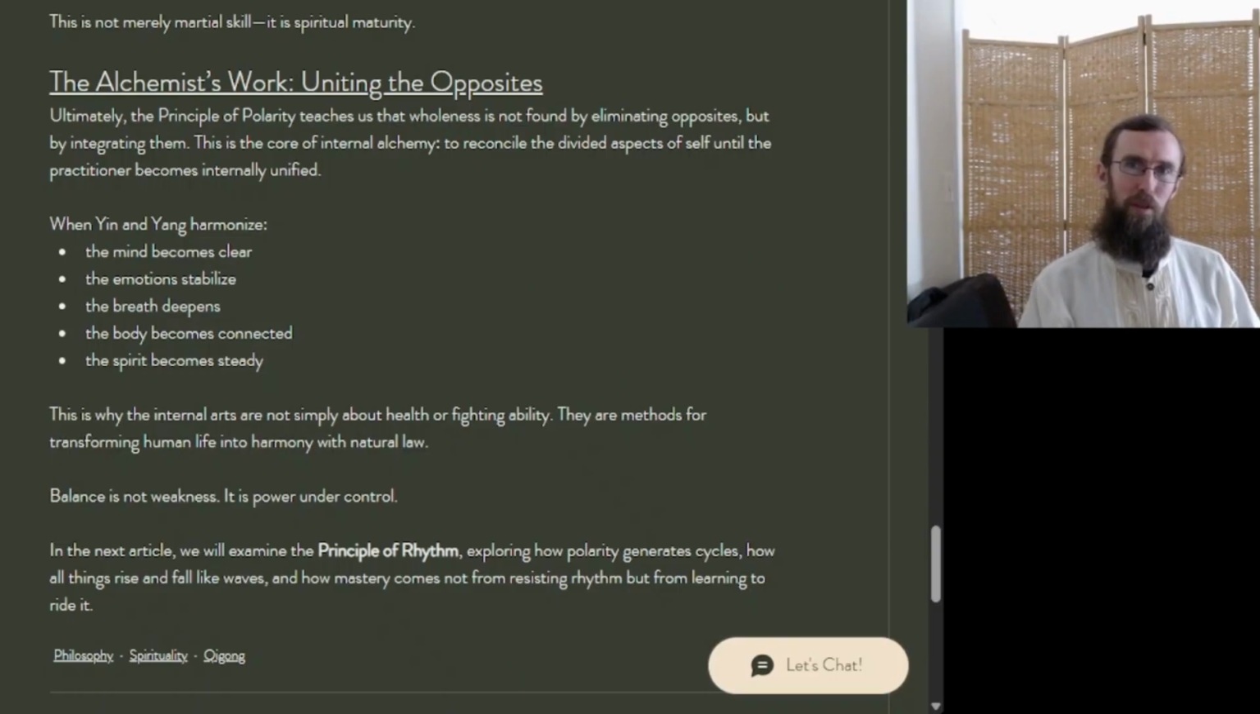The alchemist's work, uniting the opposites. Ultimately, the principle of polarity teaches us that wholeness is not found by eliminating opposites, but by integrating them. This is the core of internal alchemy, to reconcile the divided aspects of the self until the practitioner becomes internally unified. When yin and yang harmonize, the mind becomes clear, the emotions stabilize, the breath deepens, the body becomes connected, the spirit becomes steady. This is why the internal arts are not simply about health or fighting ability. They are methods for transforming human life into harmony with natural law. Balance is not a weakness, it is power under control.